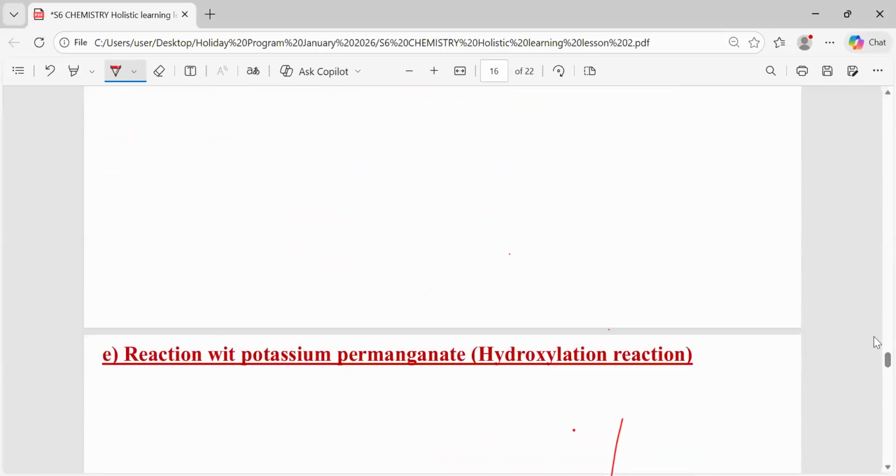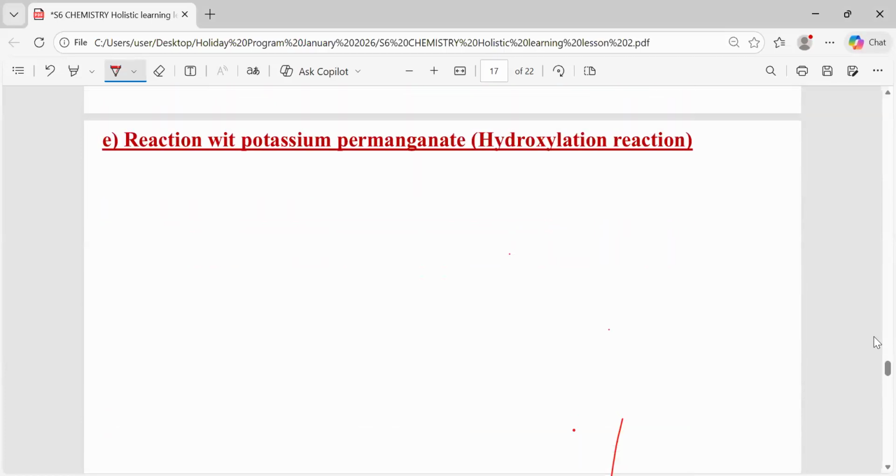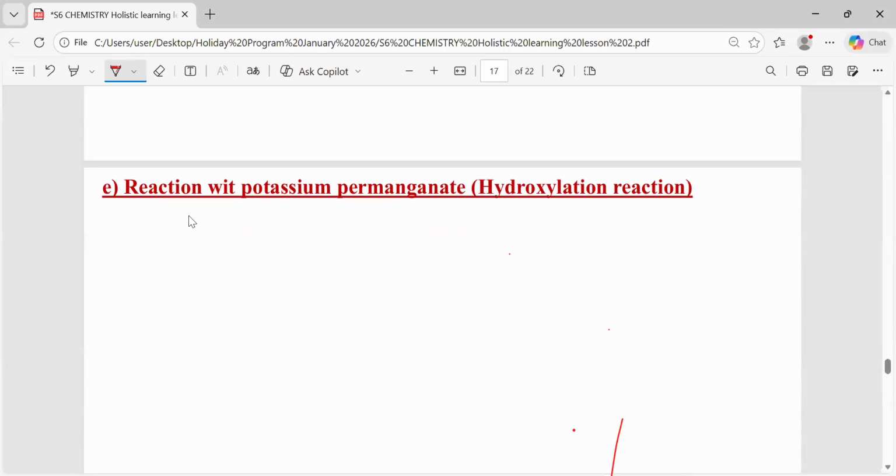Then the last one is, not the last one, we still have two. The second last one is reaction with potassium permanganate. This is also called the oxidation by addition of potassium permanganate. So we can also try it out. Because of time, I may not complete it now, but let's try it out.